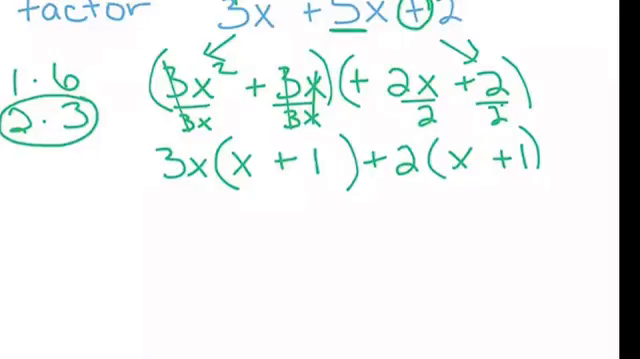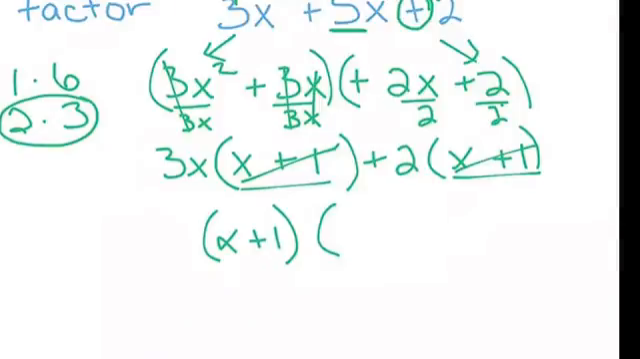All right, so the next step is, do we have two parentheses that are the exact same thing? And yes, we do, so I'm going to write that down. x plus 1. Cross those out, and that leaves me with a 3x and a plus 2 to put in my second parentheses. And if you FOIL that out, you will get 3x squared plus 5x plus 2.